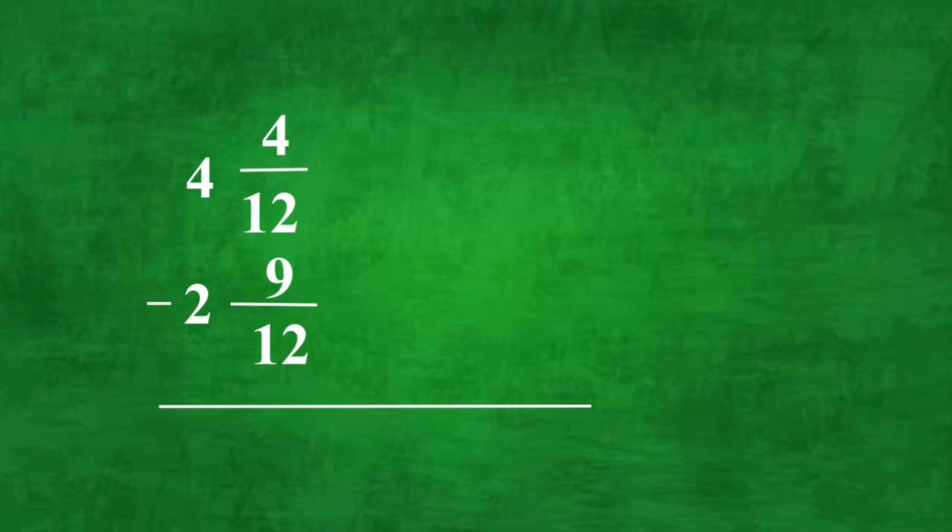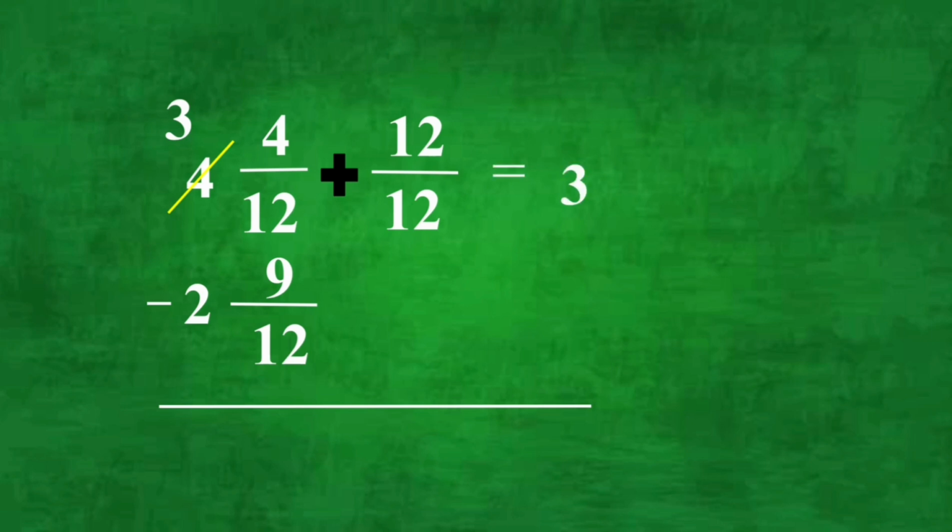Let us borrow 1 from 4, and 4 will become 3. Then add 1 that we borrowed from 4 to 4 over 12. That is 12 over 12. 12 over 12 is equivalent to 1. So our answer here is 3 and 16 over 12. 3 and 16 over 12 is the same as 4 and 4 over 12.